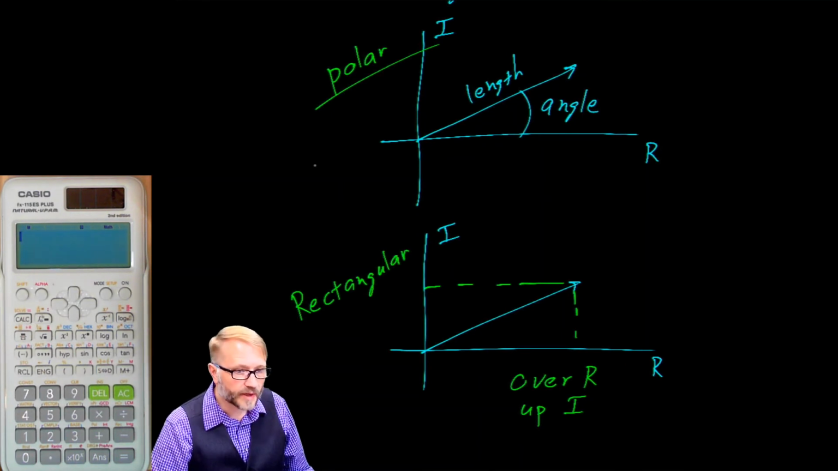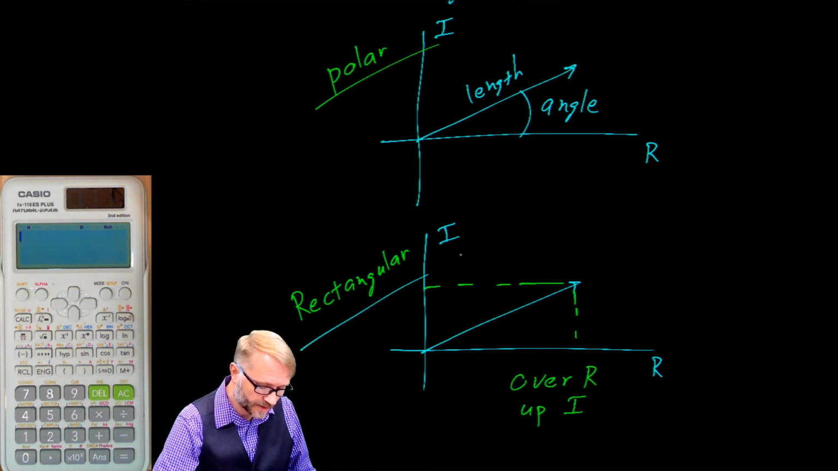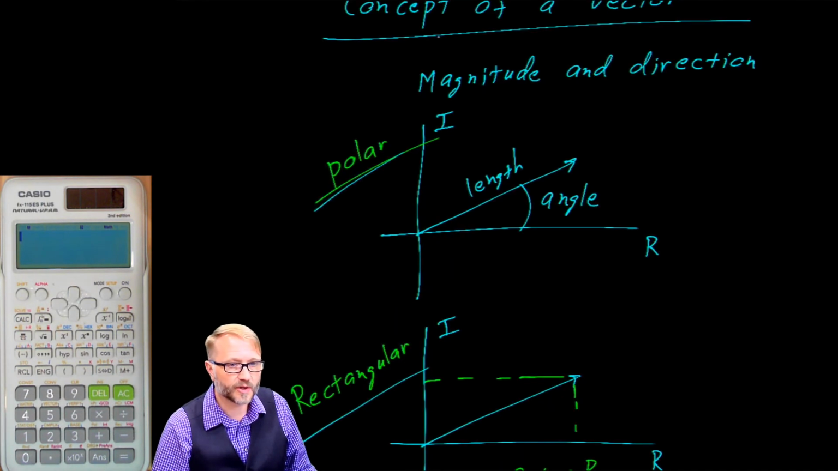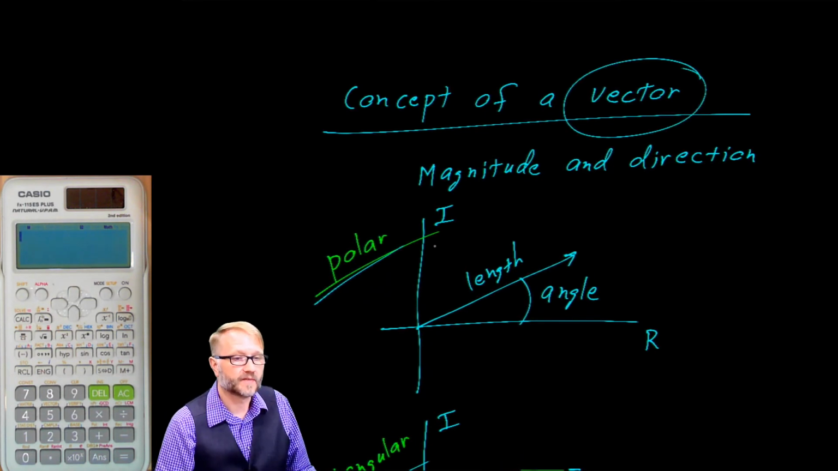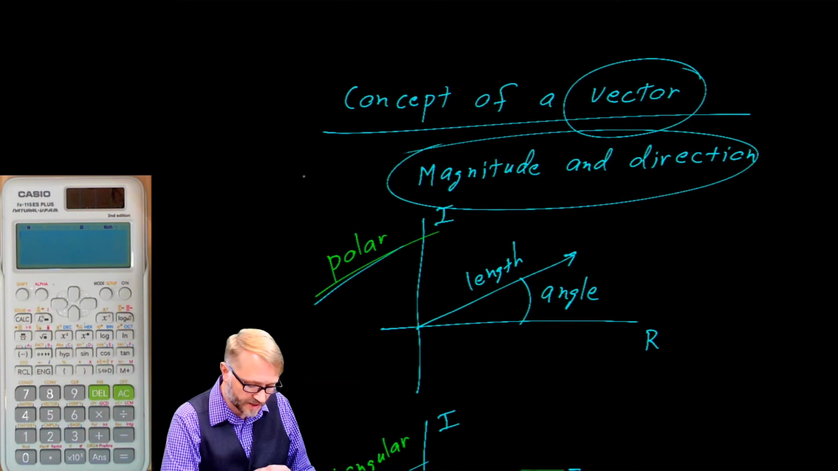Well, we're getting ahead of ourselves. I'll tell you what, we're going to come back to this another day. We're going to talk about the rectangular piece. We're going to talk about the polar piece. We're going to definitely use the word vector again. Again, a vector has magnitude and direction.